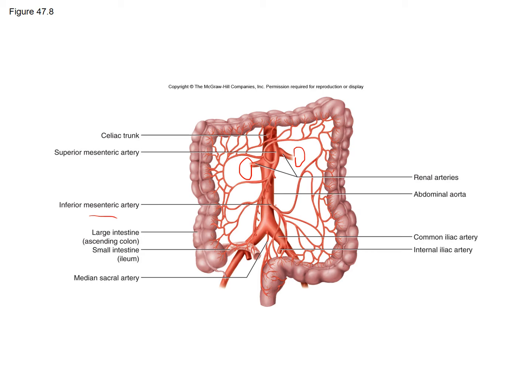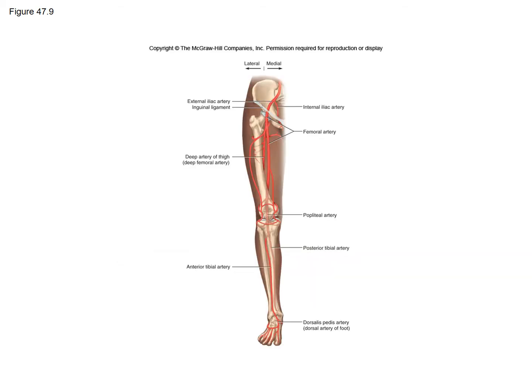Down there, you're going to find the common iliac artery. Common iliac artery is going to give you external and internal iliac artery. I just want you to know the most important names. This will be the external iliac artery. This is internal iliac artery, and this is the inguinal ligament. Of course, this is called femoral artery, passing around the femur.